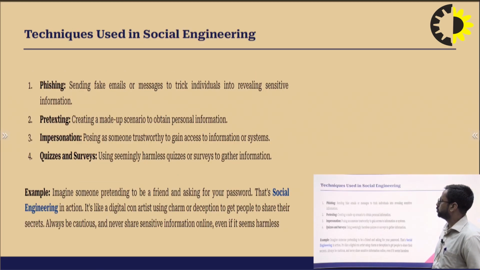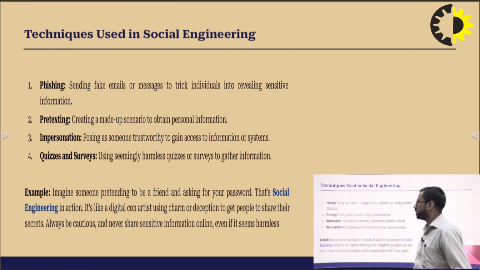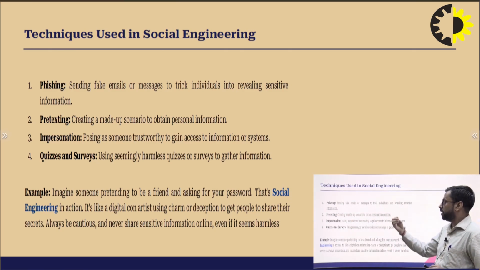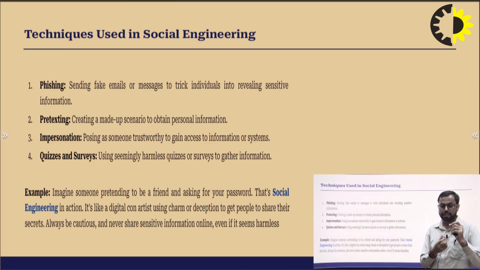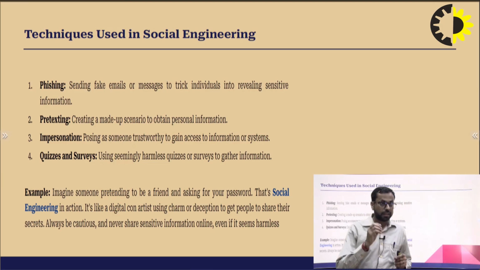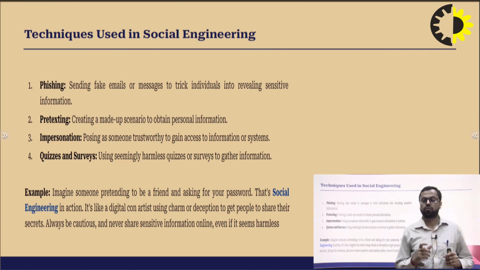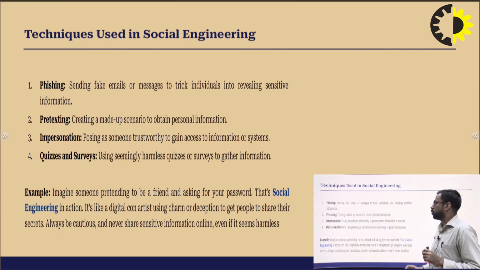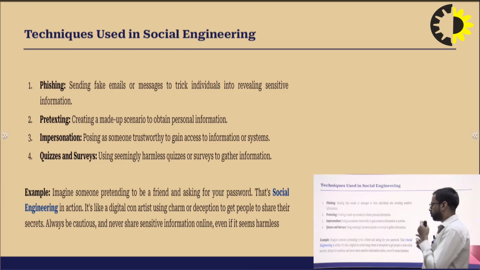What are the techniques used in social engineering? First is phishing. Phishing is sending a fake email or message to trick individual persons into giving sensitive information directly related to them. Pretexting is creating a made-up scenario to obtain personal information. Impersonation is posing as someone trustworthy to gain access to information or a system.